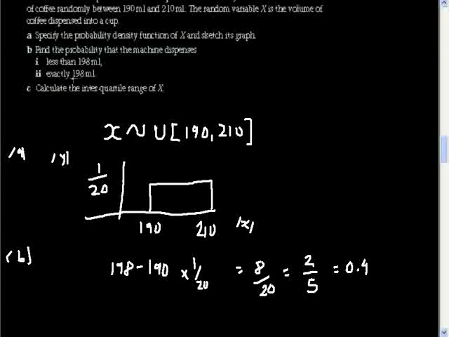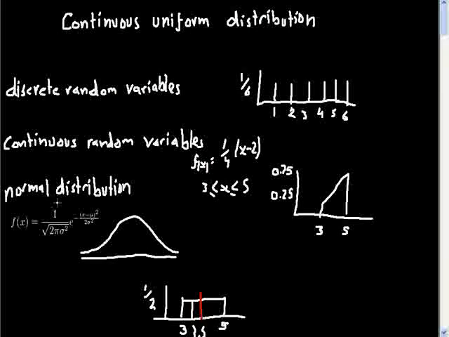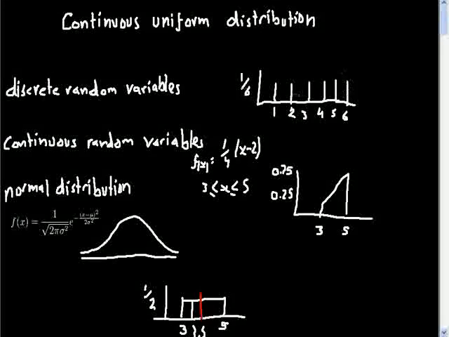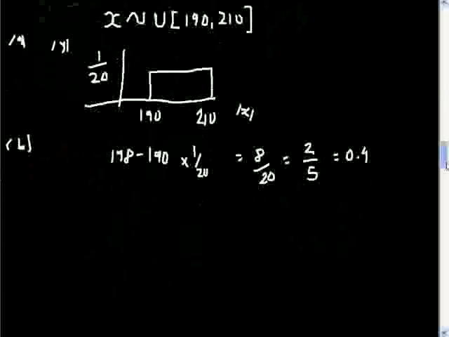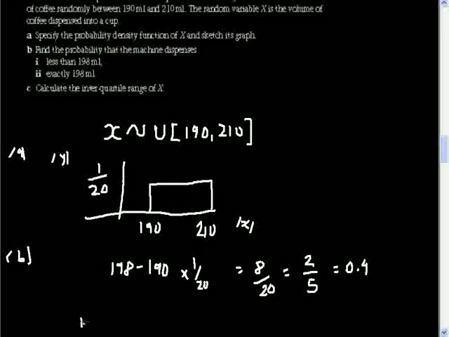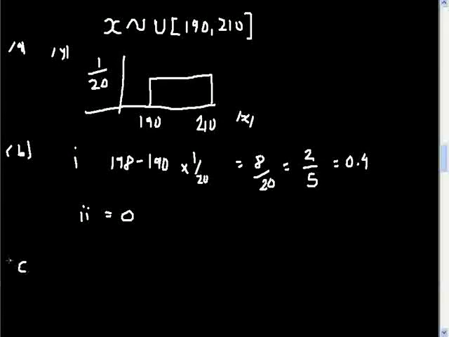What about exactly 198 ml? This is a continuous distribution. With any continuous distribution, you can't get probabilities of precise values, be it a normal distribution or any continuous random variable. A distribution like this, you cannot get a probability for a discrete value, unless it was a discrete random variable. So the probability for that would be 0, because it's asking for the probability of a specific value. So the answer to this part is 0.